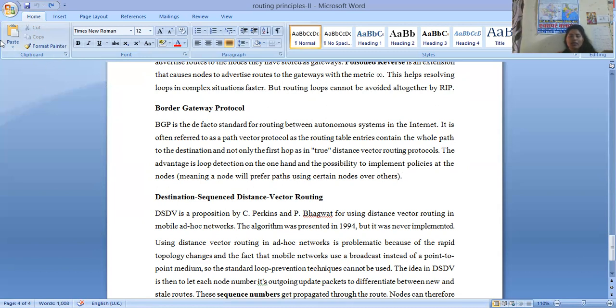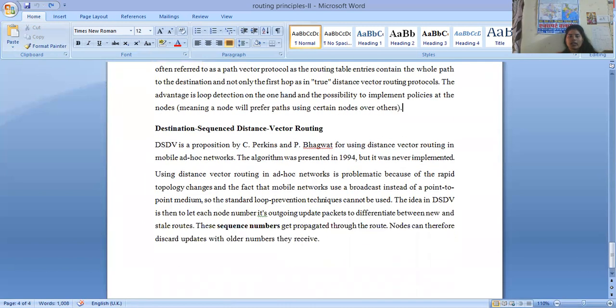Clear? And now if we talk about Destination Sequenced Distance Vector routing, DSDV is the proposition by C. Perkins and P. Bhagwat for using distance vector routing in mobile ad hoc networks. This algorithm was presented in 1994, but it was never implemented. Using the distance vector routing algorithm in an ad hoc network is problematic because of rapid topology changes.